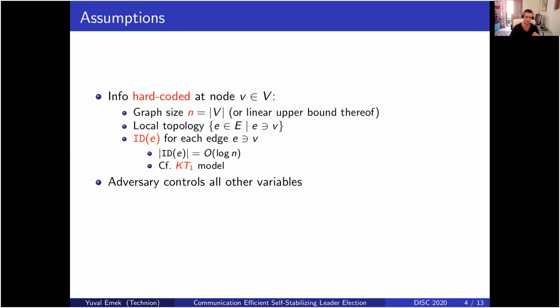Now, it is important to emphasize that the adversary can modify any other variable maintained by the algorithm at the initial configuration, and this includes any time measuring variable, and also the incoming messages.